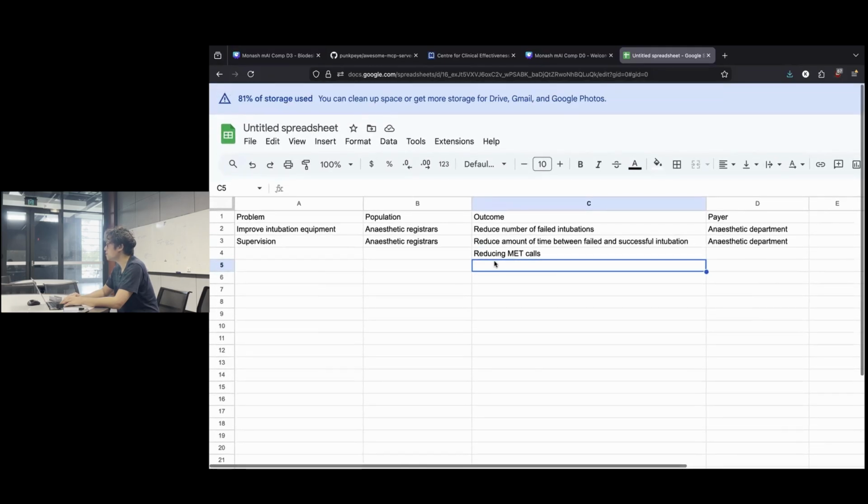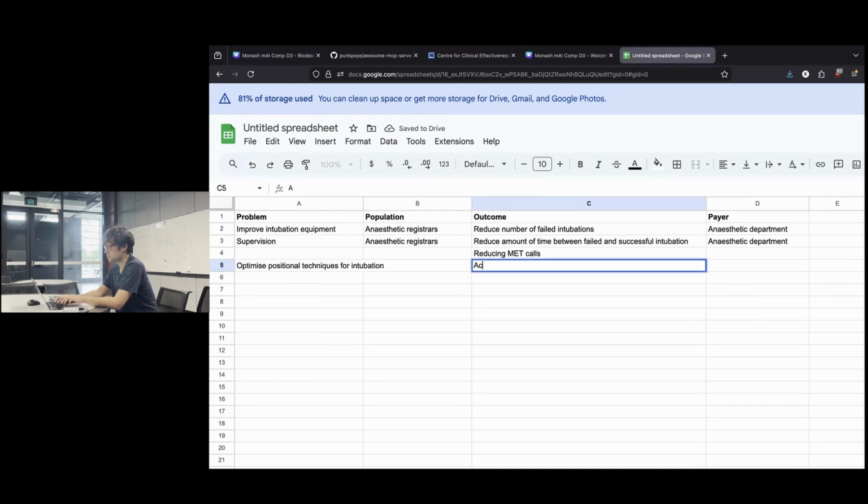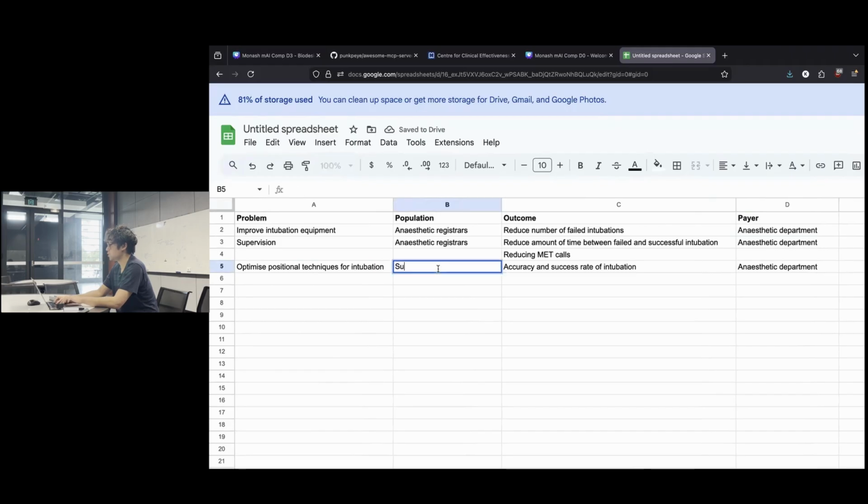We had a slightly different one. The entire sentence was a way to optimize position and techniques for intubation. It depends on which angle, which direction you're putting in the intubation, to increase accuracy and the success rate of tube placement for the hospital, specifically the anesthetic department. You also thought the payer would be the anesthetic department as well? Yeah. And so the population is registrars? We thought patients, but I guess it could be any surgical patients. Surgical patient?